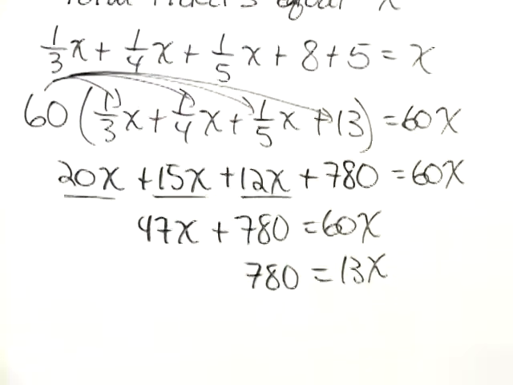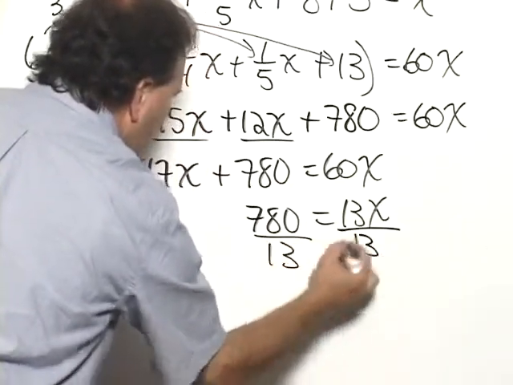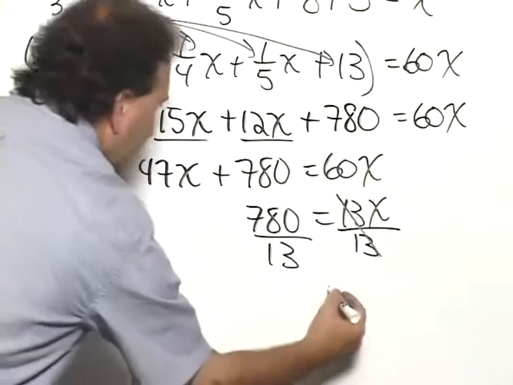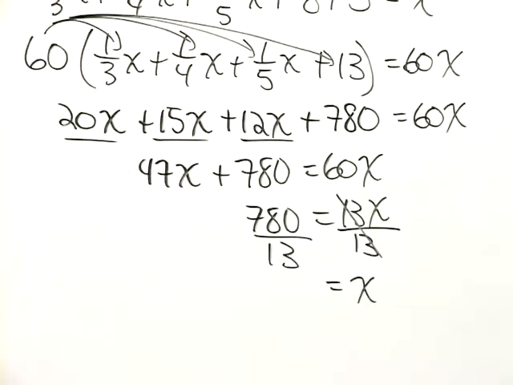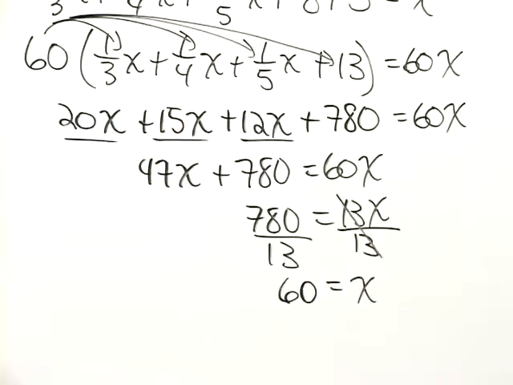Now we divide both sides by 13, which of course on the right-hand side simplifies to x. And when we divide 780 by 13, we get that x is equal to 60. So that should be the total number of tickets given away.